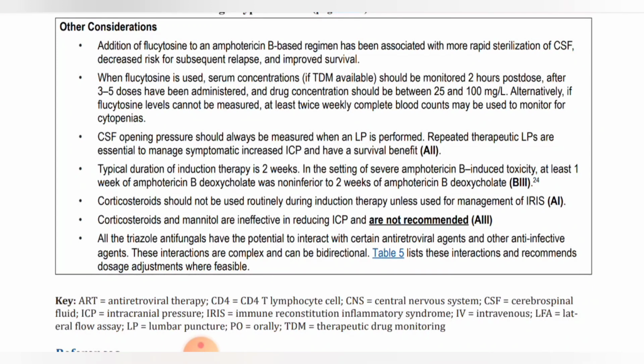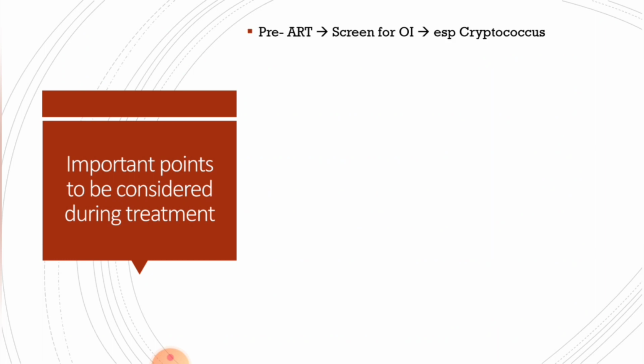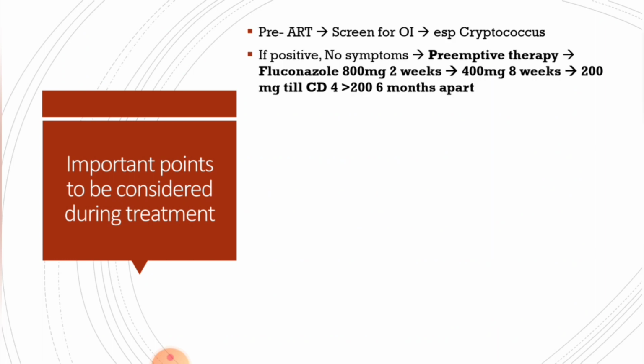And we should remember that most of the triazoles will interact with certain antivirals, especially your protease inhibitors. That should be looked for. So what are the important points to be considered during the treatment? First, you should screen for opportunistic infection, especially for Cryptococcus, and you should reinitiate.